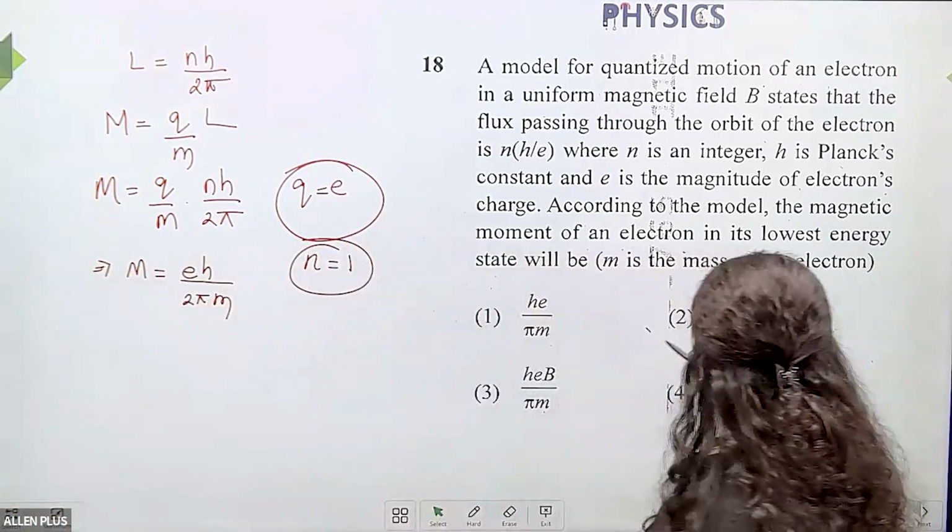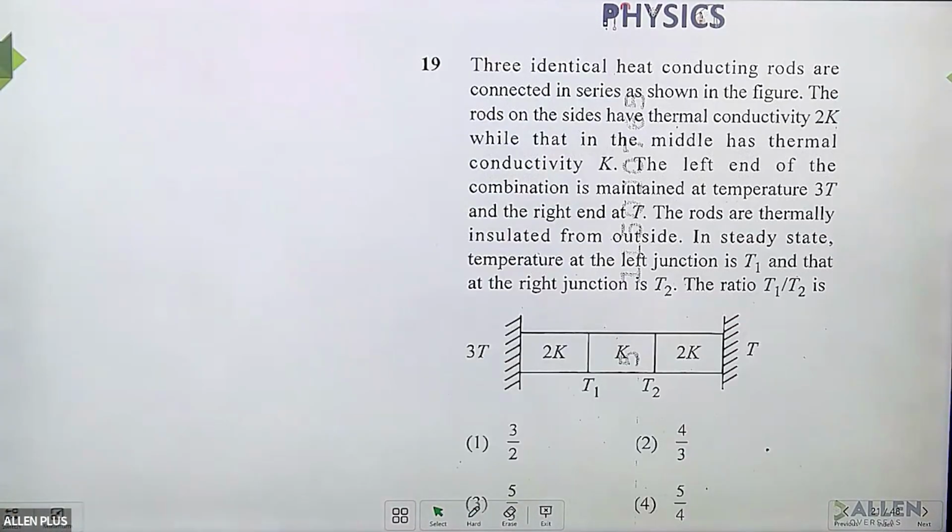This is the answer. Three identical heat conducting rods are connected in series as shown in the figure. The rods at the sides have thermal conductivity 2K, while that in the middle has a thermal conductivity K. The left end of the combination is maintained at a temperature 3T and the right end at T. The rods are thermally insulated from outside. In steady state, temperature at the left junction is T1 and the right junction is T2. What is the ratio of T1 by T2?